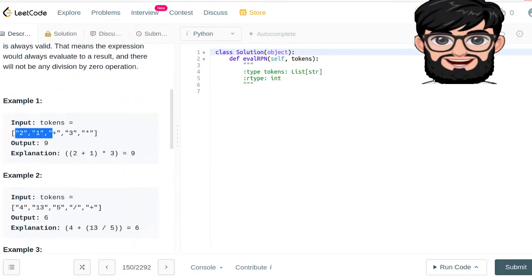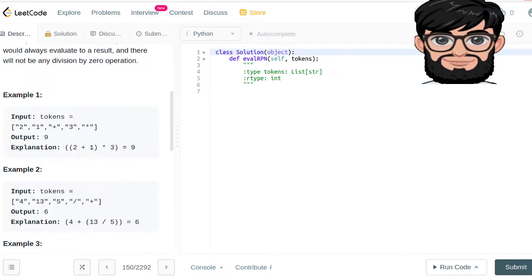If we have been given 2, 1, plus sign, 3, multiply sign, we're going to be taking two numbers and then adding them. And then their answer is going to be multiplied by 3. And over here, first of all, we're going to be taking two numbers, 13 and 5, and we're going to divide them. And then whatever the result of that is, we're going to add that to the 4.